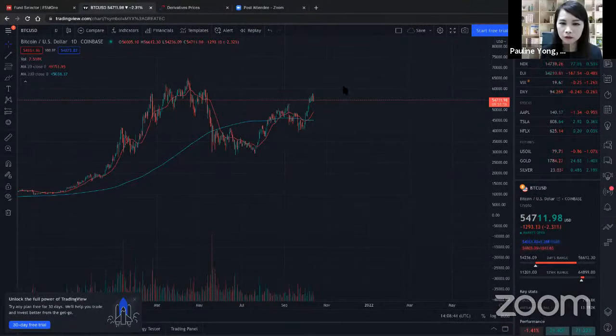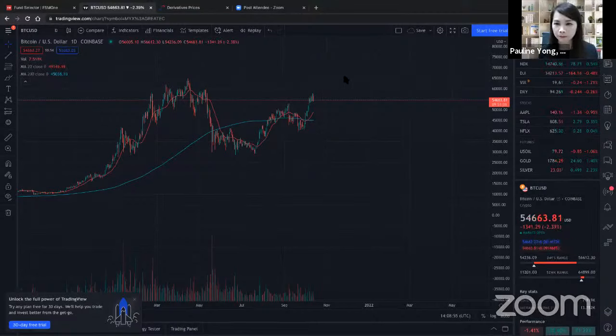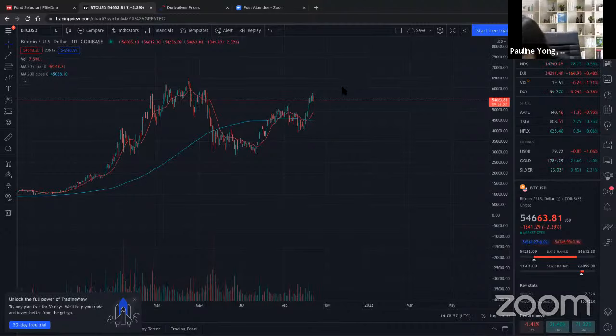Some say it is the fifth wave. This is wave number 3, because we are looking for 1, 2, 3, 4, 5, and then A, B, C. So we have to do the 1, 2, 3. This is supposed to be 3. Okay, we are supposed to look at 3.